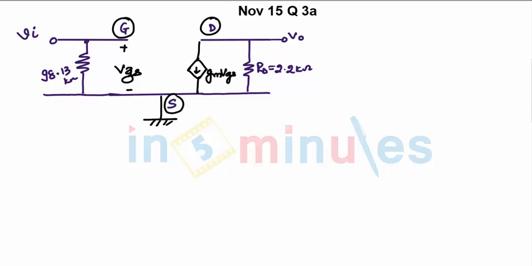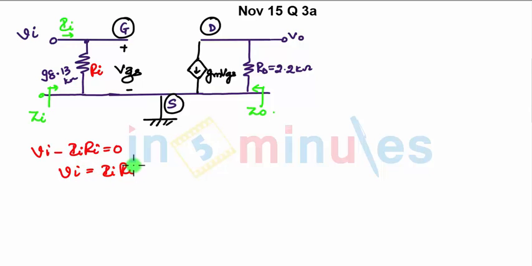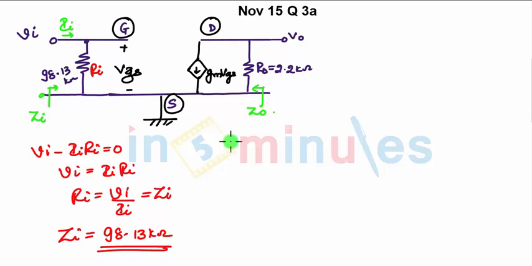Now the question is to find ZI. So when you are looking from this point, this will become your ZI, this will become your ZO, assuming that the current flowing is II. So when you apply KVL, it will be VI minus II into RI equals 0. So you can see VI equals II into RI, and RI will be VI upon II, which is nothing but your ZI. So ZI will be 98.13 kilo ohms. Similarly, you can find ZO, which will be your output resistance RD. So it will be 2.2 kilo ohms. So we are done with ZI and ZO.